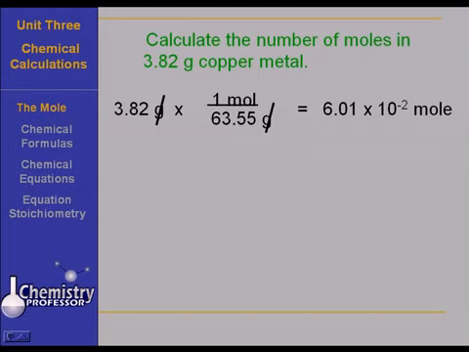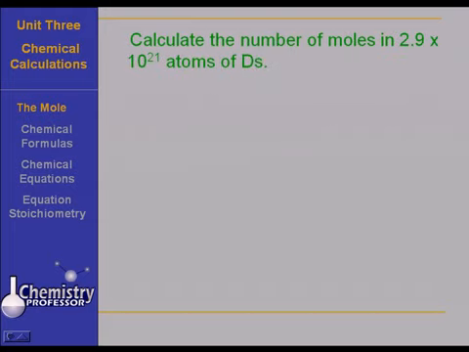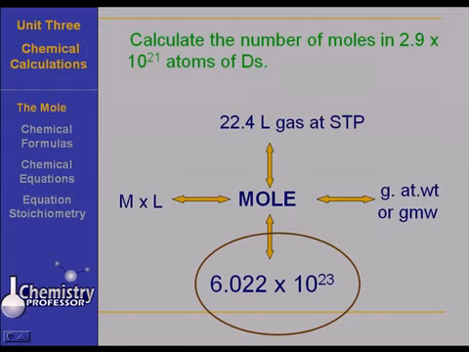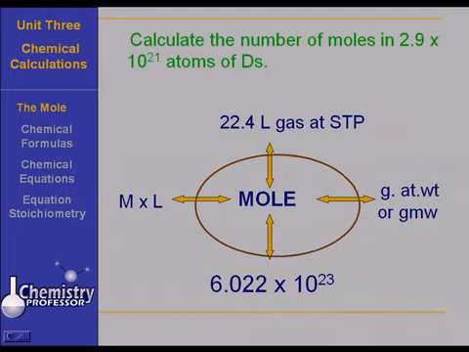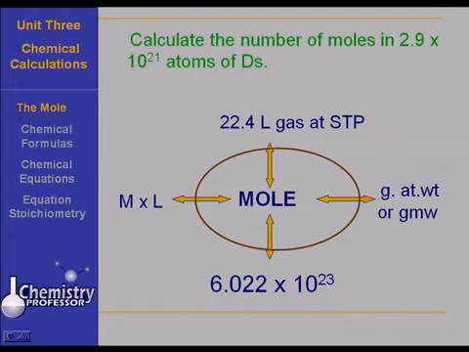Let's try another one. How about calculating the number of moles in 2.9 times 10 to the 21st atoms of dysprosium? Wow. Well, let's see. We're starting with numbers of things, so we're down here at this point in the mole roadmap, and we've got to go from here to moles. In other words, from here to here. How do we do it?